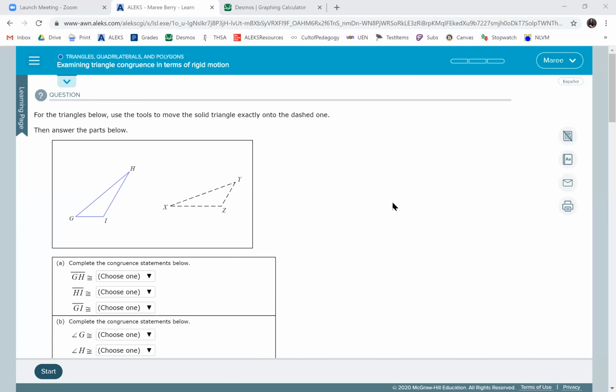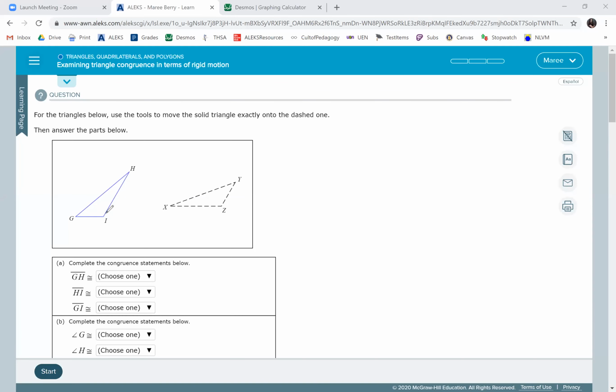Okay, on this particular topic, we're going to be talking about triangle congruence in terms of rigid motion. Now, rigid motion means that the triangle is not going to change shape or size. It's just going to change orientation or how it's looking. So, one thing you can do is look at the angles of the triangle and try to match them up.